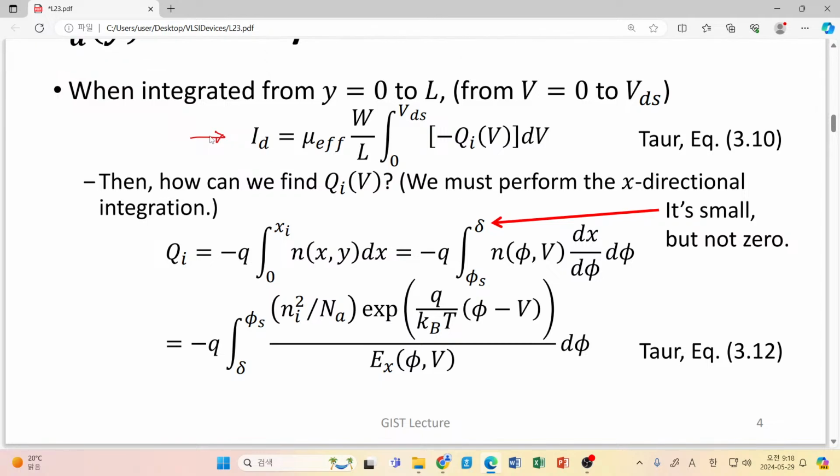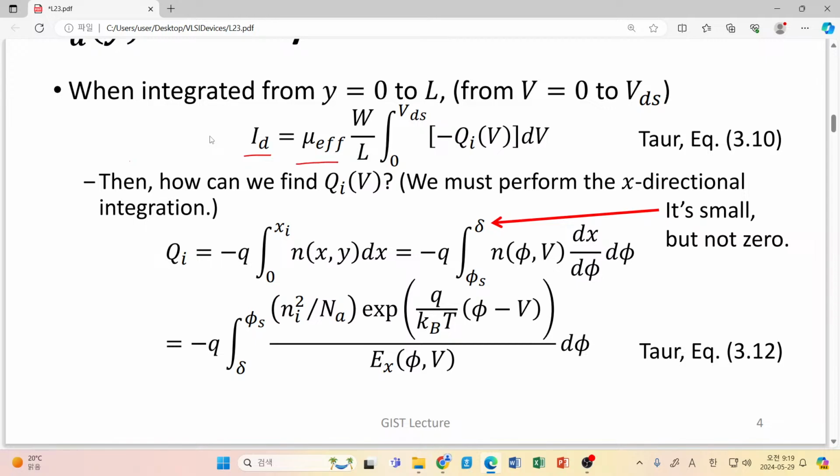Since the current is constant everywhere, when we integrate over our length scale L, that will give us just L times ID. So this L is just moved to the right hand side. That's the reason why now we have this important relation. Please have a look here. ID is simply proportional to the effective mobility.